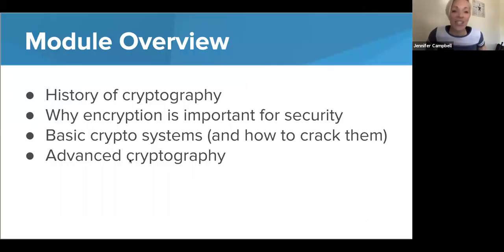All right, so that is actually it for slides. In the module we're getting into, we're going to cover the history, why encryption is important, and then basic systems like the Caesar cipher, and then we'll get into advanced cryptography too, stuff that's actually used, like public keys.